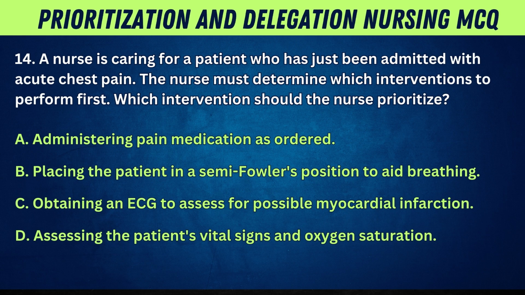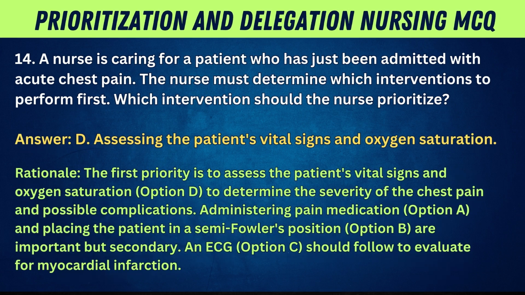14. A nurse is caring for a patient who has just been admitted with acute chest pain. The nurse must determine which interventions to perform first. Which intervention should the nurse prioritize? A. Administering pain medication as ordered. B. Placing the patient in a semi-Fowler's position to aid breathing. C. Obtaining an ECG to assess for possible myocardial infarction. D. Assessing the patient's vital signs and oxygen saturation. Answer: D. Assessing the patient's vital signs and oxygen saturation.